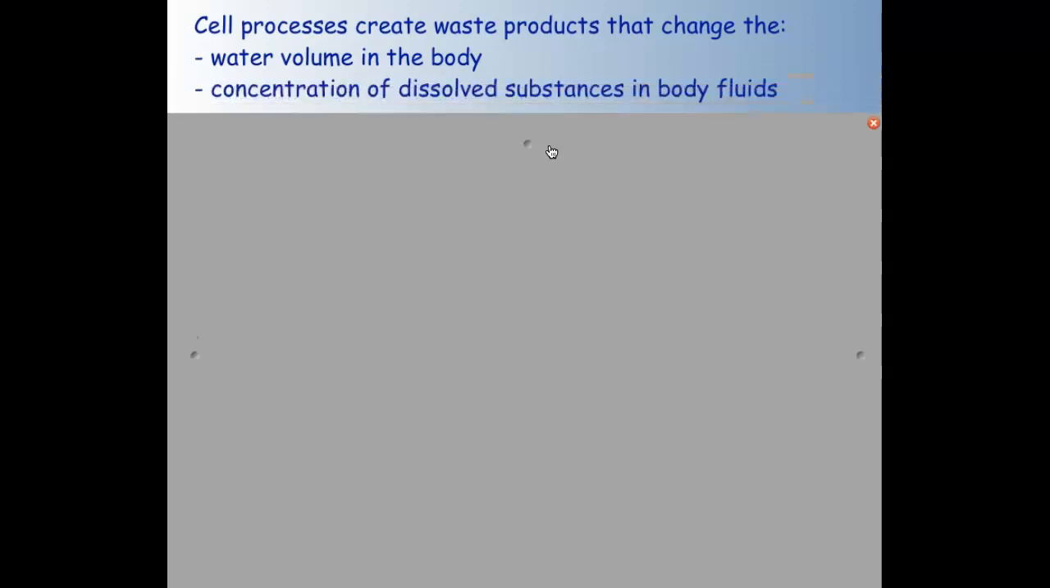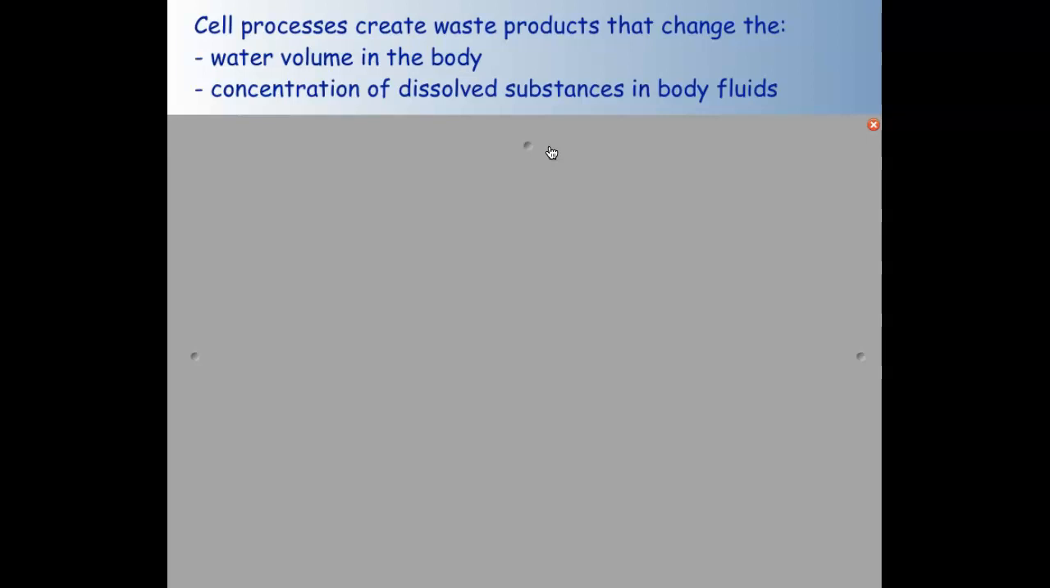So first of all, just a couple of reminders of things that we're talking about in chapter 6, and that relate to why we need an excretory system. When we go through cellular processes, sometimes that creates waste products. Cellular processes could be like digestion or cellular respiration. It could change the volume of water in our body and also could take away or add dissolved substances into our body fluids.